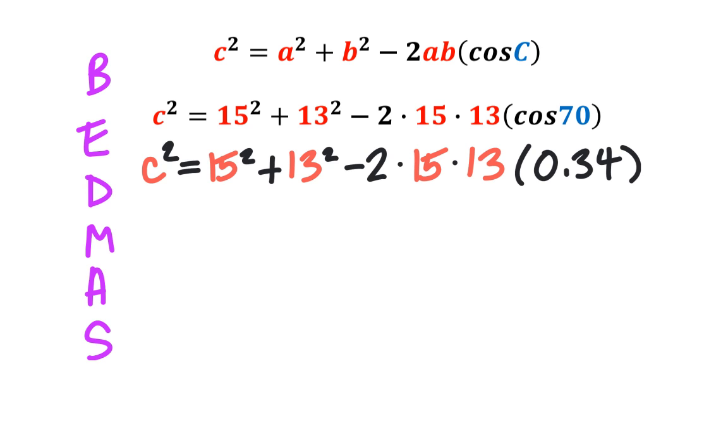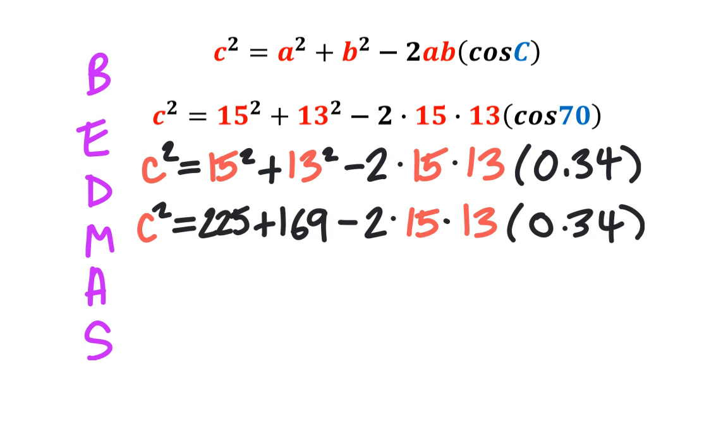Next, we want to look for exponents. I see exponents here, here, and here. You can't really put c to the power of 2 into your calculator, so that's going to stay the same. 15 to the power of 2 is 225, while 13 to the power of 2 is 169. Everything else stays exactly the same.